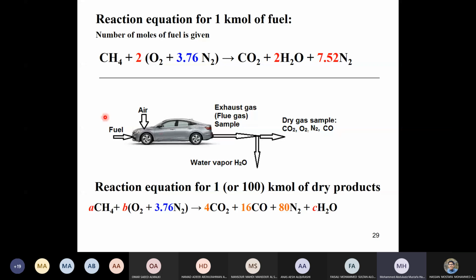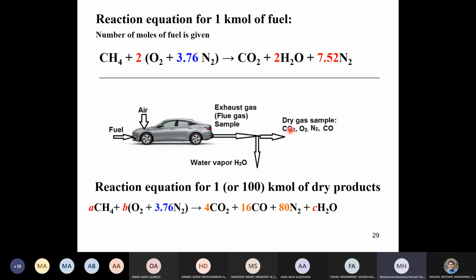As I mentioned, we do not measure it here. We have no measure for that. But what we do is take a sample of the gases and then make a gas analysis. But we remove the water vapor. Why do we remove the water vapor? Because we know that water has a feature of causing corrosion to the equipment and so on. So we remove the water vapor and then pass it to a gas analyzer.